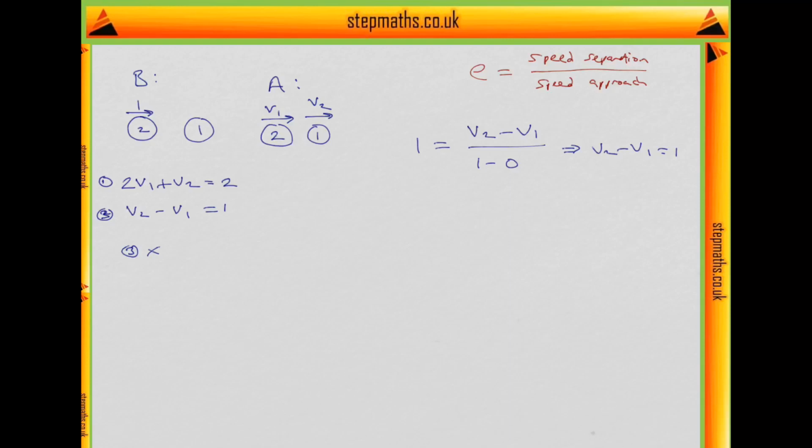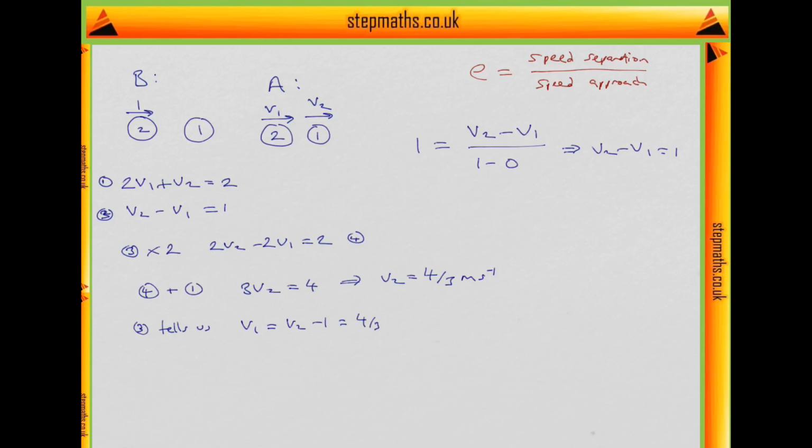If we multiply equation 3 by 2, we get 2v2 minus 2v1 equals 2, and we can call this equation 4. We can then add equation 4 to equation 1, which will give us that 3v2 equals 4, implying v2 equals 4/3 meters per second, as we got before. We can then use equation 3 to get our result for v1. So v1 equals v2 minus 1, which is 4/3 minus 1, which is 1/3 meters per second.